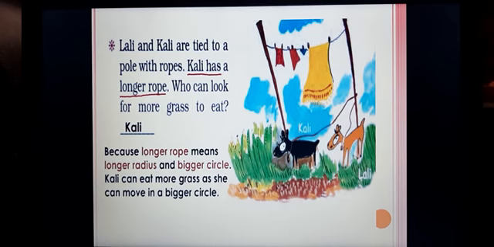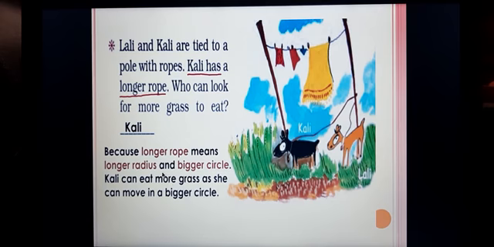So Kali can eat more grass here, because longer rope means longer radius and bigger circle. Kali can eat more grass as she can move in a bigger circle. So the bigger the radius, the thread or rope, that much bigger a circle you can draw, or else the smaller the radius or rope you take, that much smaller a circle you can draw. Based on the distance you consider, you can draw a circle there.